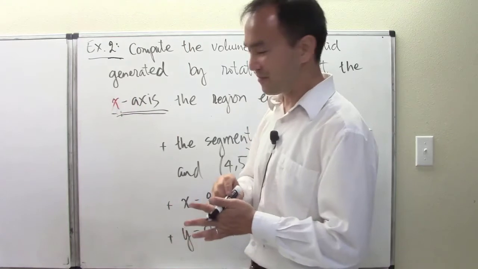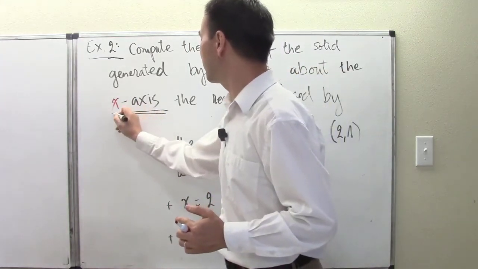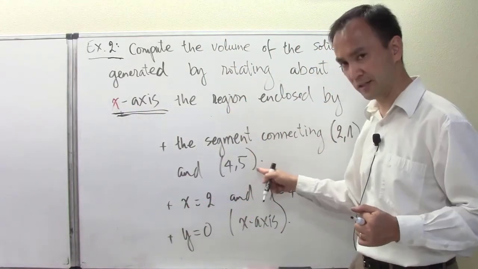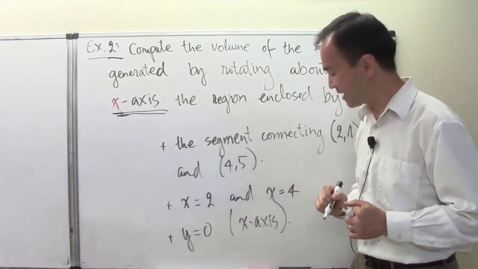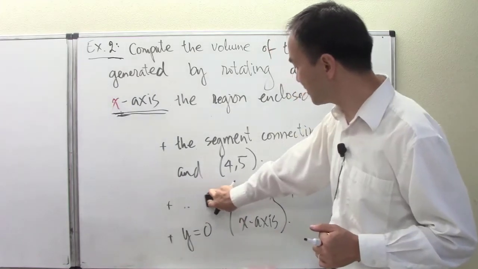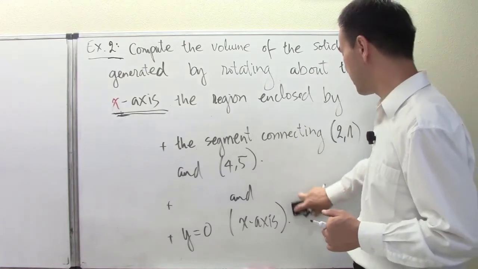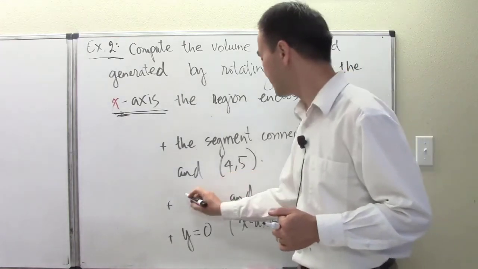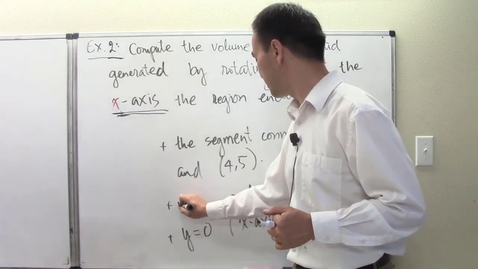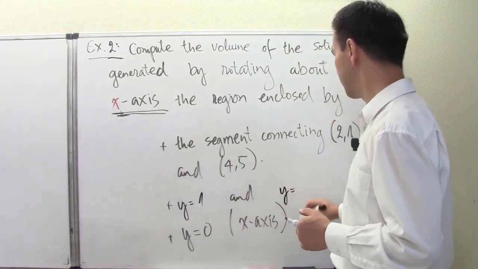Okay? And then the region that we are rotating. So we're rotating around the x-axis, the region that's enclosed by the segment connecting those 2 points. So it's still that same segment, connecting the 2 points. But this time I'm going to change these. I'm going to change these to, all right, how about y equals 1 and y equals 5.